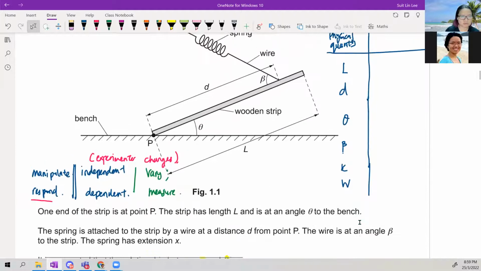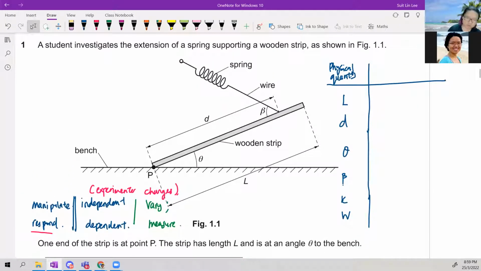So which one do you think, let's say pretend you're doing the experiment, which one is easier for you, the experimenter, to change? Which one would be a suitable thing to manipulate to be the independent variable? Do you think it would be the angle theta? So I adjust the angle of the wooden strip? Or do you think it's the value of X, where X is the extension of the spring? Oh, I didn't even have X here. Okay. The angle says enough. Yeah, makes sense.